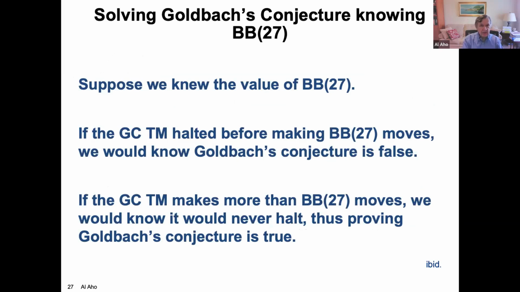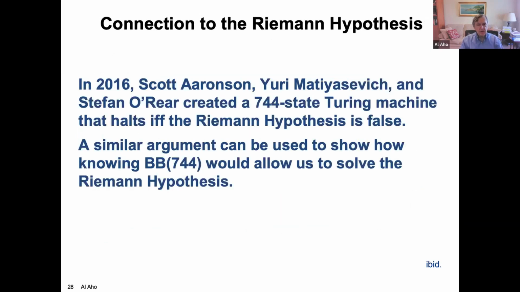Another interesting fact that Aaronson mentions in his Busy Beaver Frontier paper is that in 2016, he and two colleagues created a 744-state Turing machine that halts if and only if the Riemann hypothesis is false. And it uses a similar kind of argument of looking at all possible zeros of the Riemann zeta function and seeing if they lie on the line 1/2, or the real parts do, as Walt mentioned in his talk.